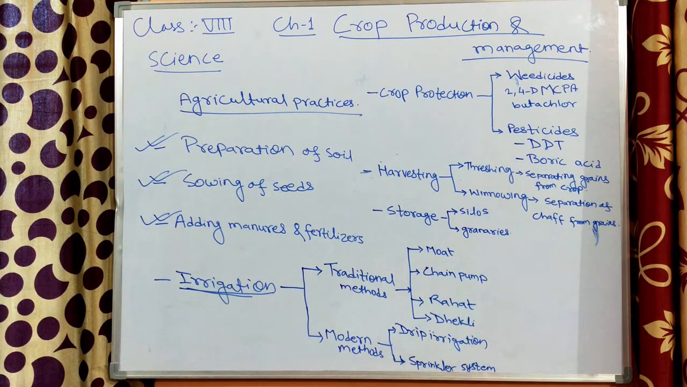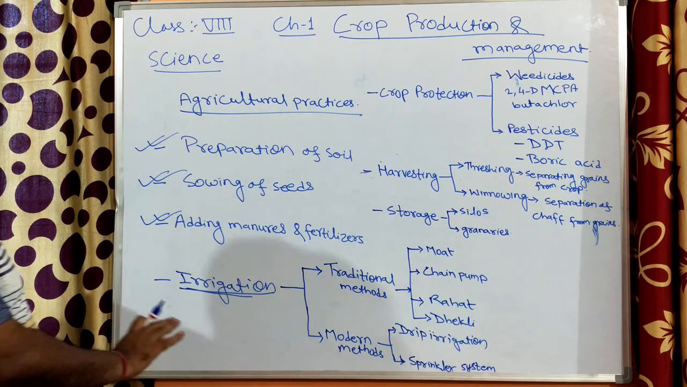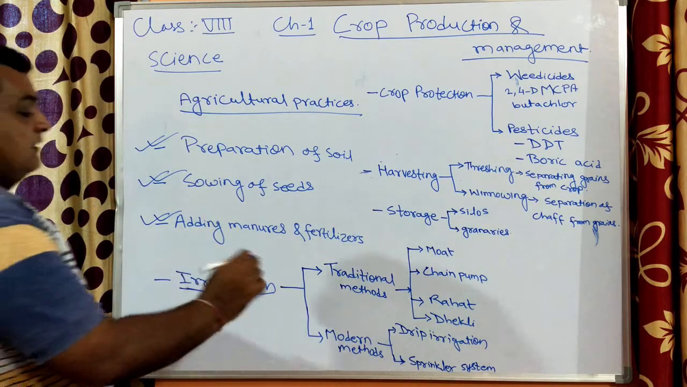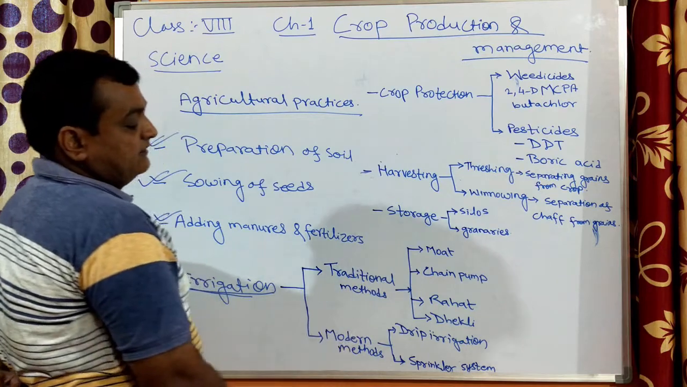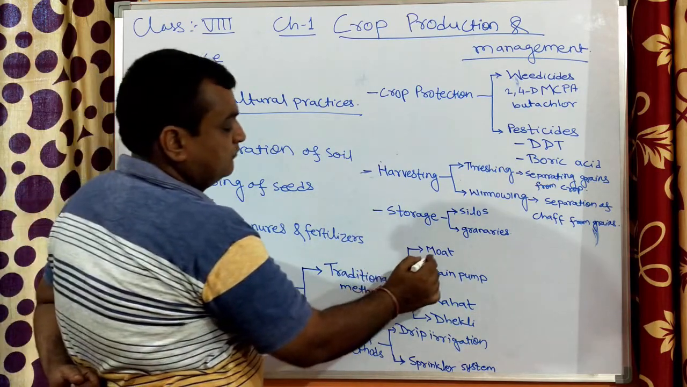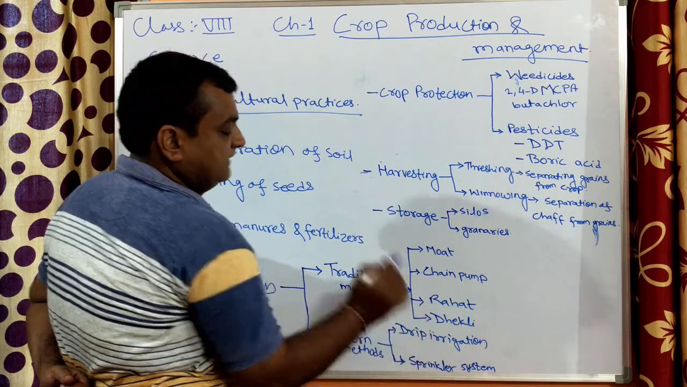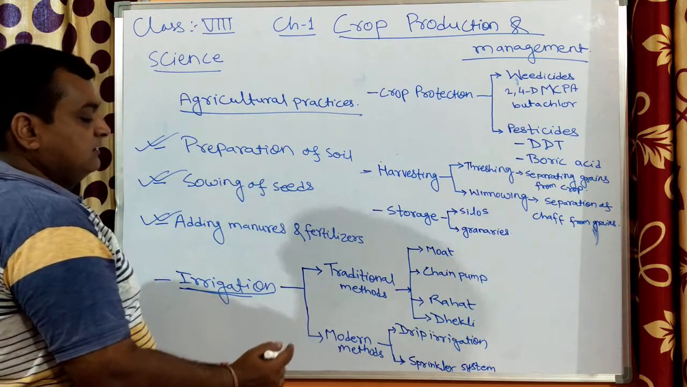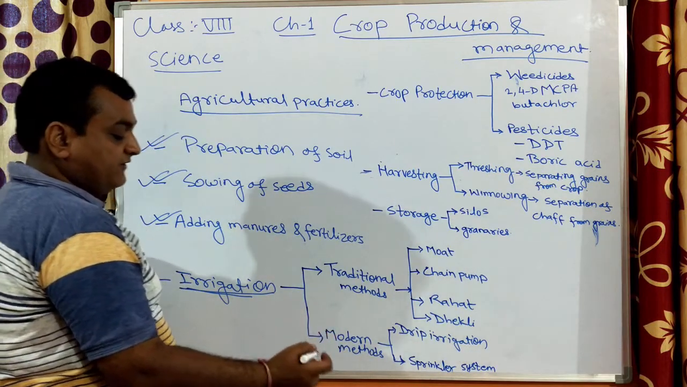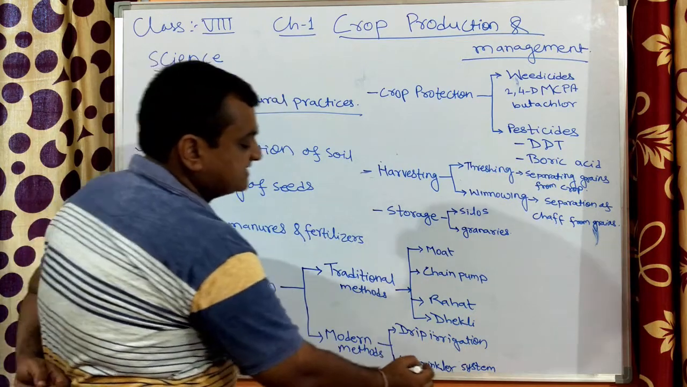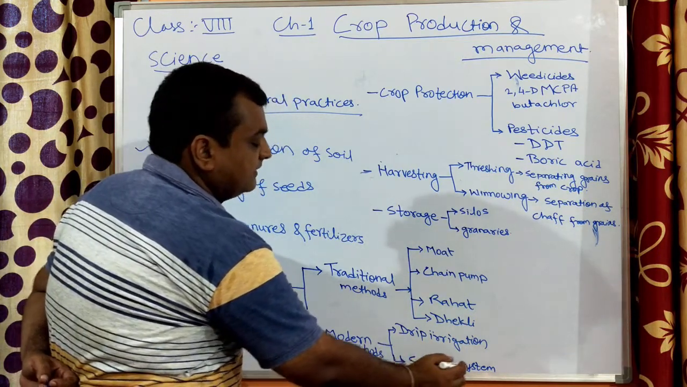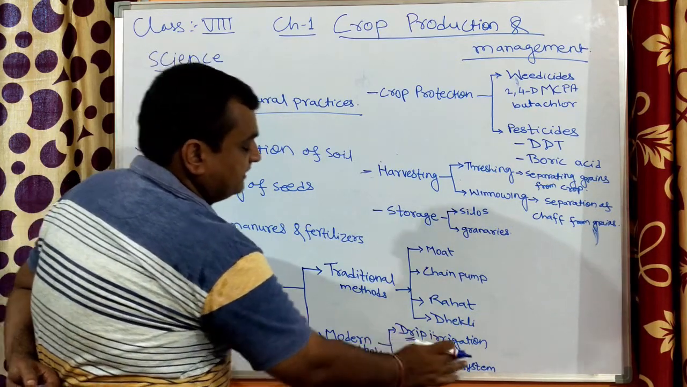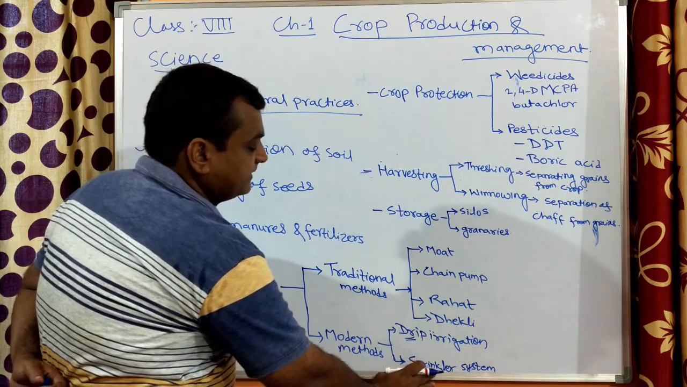Irrigation is supplying water to the crops. This can be done in two ways: traditional method and modern method. Different ways of traditional irrigation are moat, chain pump, rahat and dhikli. And the modern methods which we use to irrigate our fields are drip irrigation and sprinkler system.